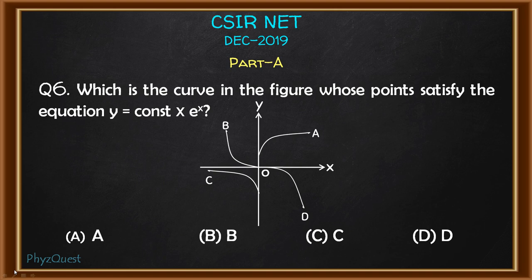So the question number 6 is, which is the curve in the figure whose points satisfy the equation y is equal to constant multiplied by e to the power x. So 4 options are given and we need to choose which of the curve is the correct option.